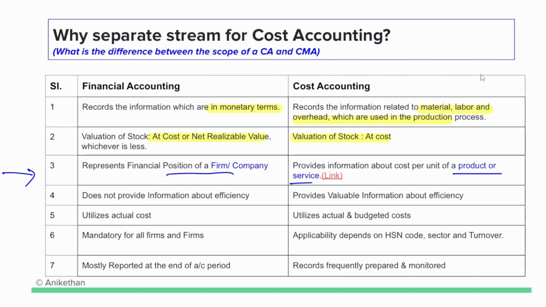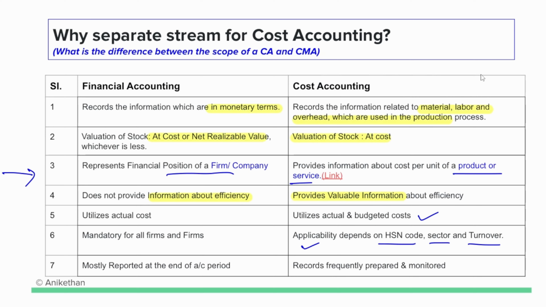Then fourth, financial accounting does not provide information about efficiency of production. Cost accounting provides valuable information in terms of whether there is a variance, whether there is an abnormal loss; all these things you will calculate in cost accounts. Financial accounting is mandatory for all firms and companies, but cost accounting is not mandatory. It depends on certain sectors, and there is a threshold turnover, and there are certain HSN codes. Based on these, cost accounting maintenance of records and audit will be applicable. This you will learn in other groups.